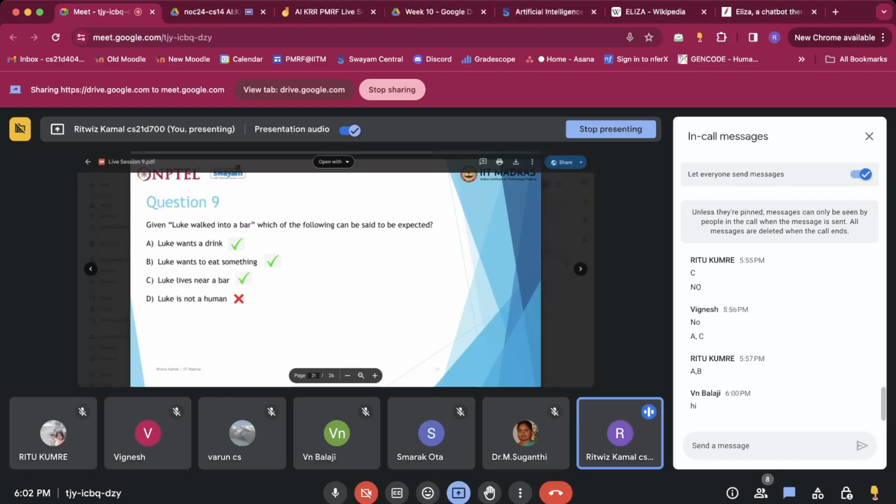Now when we add some more information to our knowledge base, like instead of Luke walked into a bar, if we had an additional sentence, could we infer or expect some more things? Okay, so that is what the next question deals with. So I'll move on to the next question for today.